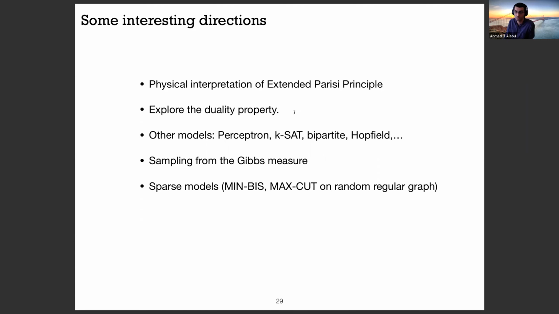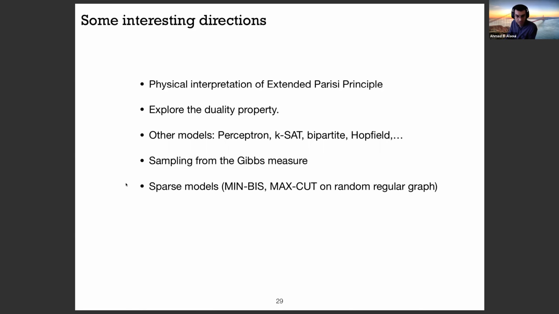One other thing is to explore this duality property. Hopefully it is very useful just for the sake of proving things that we didn't know how to prove from the original formulation of the Parisi formula. So that would be an interesting thing to study. And of course, there are many other models for which this type of behavior is expected. If you look at the perceptron, K-sat, and bipartite problems and Hopfield type models, beyond the Ising mixed p-spin model, the same algorithm or a version of that algorithm can be put to use in order to try to shed light on these questions, at least algorithmically.